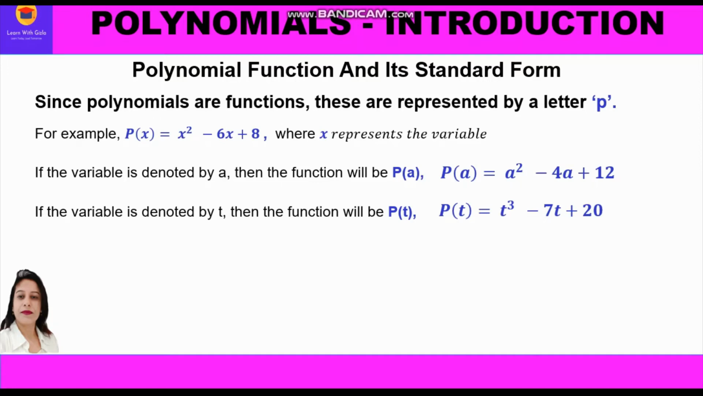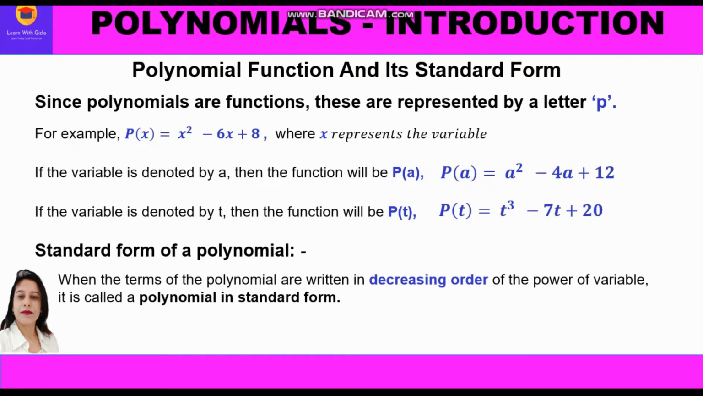Now we shall study the standard form of a polynomial. When the terms of the polynomial are written in decreasing order of the power of the variable, it is called a polynomial in standard form. Decreasing order of the power means it has to start from the higher order to the lower order. For example, we have 3 into x raised to power 5 plus x cube plus x square plus 8x plus 3. That means after 5 we have 3, then 2, then 1, and the constant 3 has power 0.